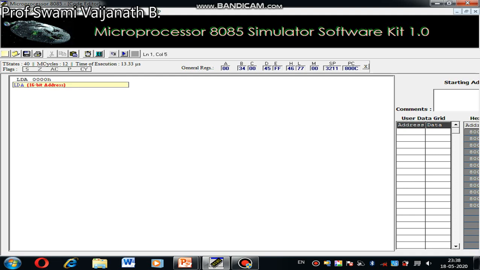LDA 4500H. In 4500H, the data I have initialized is 67H. Before execution, A is equal to 00H. Whenever I execute this instruction, then what happens? In A, 67H appears here.